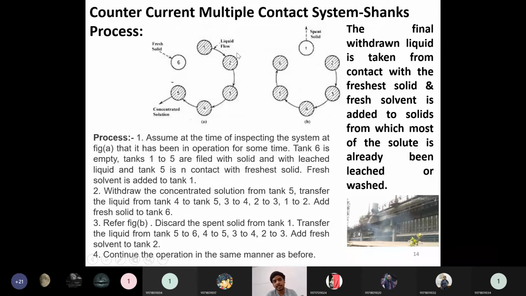And in the next cycle, what happens? The operation will be carried out from tank 2, the same operation. So whatever solids were filled in tank 1, or in the next operation we are filling in tank 2, then this will be the older tank, this is the elder tank compared to 2, then this is a younger tank compared to 3, and this is a younger tank compared to 4, and this is a younger tank compared to 5.